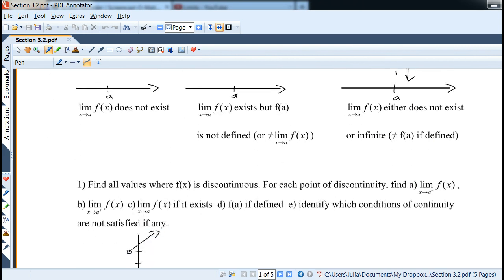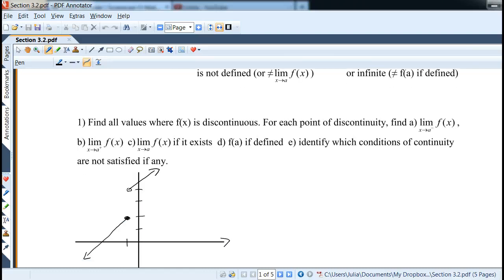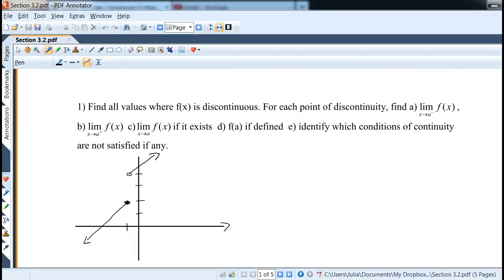So first we'll practice finding any values where the function is not continuous. Some of them are pretty obvious, but for each point of discontinuity we must find the limit as x approaches from the left, the limit as x approaches from the right, and then the actual two-sided limit if it exists, and then f of a if defined. And for the last part, we must identify which condition is not satisfied, if any. Sometimes it's more than one condition, so we look at the first one that's not satisfied. So let's take a look at the first example.